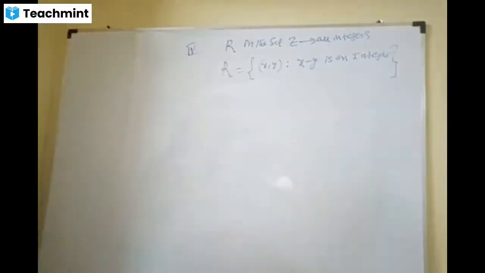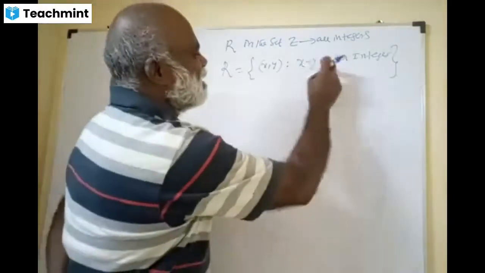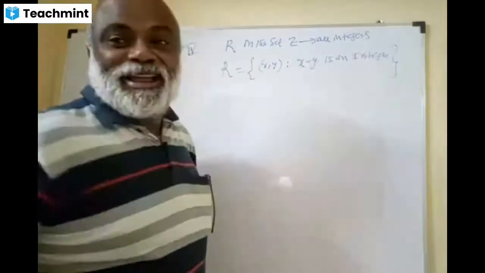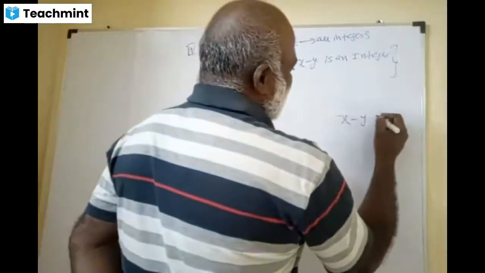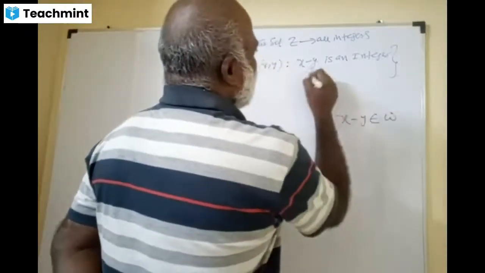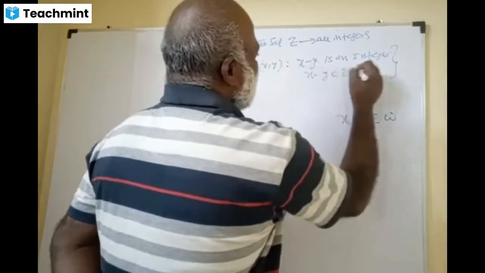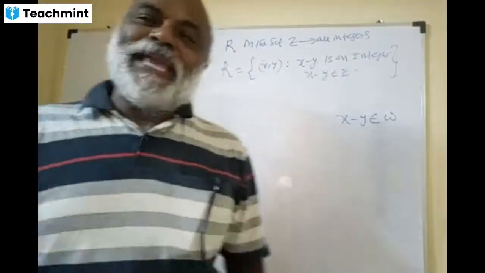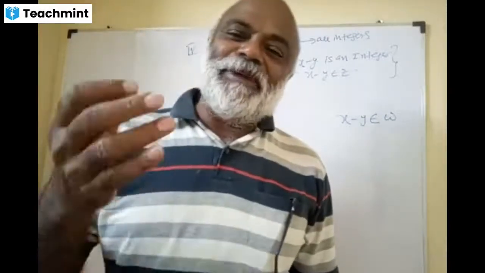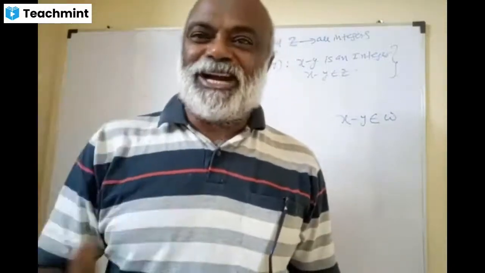Follow this, friends. If X minus Y is a natural number or whole number, that is the next question. X minus Y belongs to whole number. Here X minus Y belongs to Z is given. See, what do you mean by integer? It could be positive, it could be negative, it could be zero, but it's not a fraction.